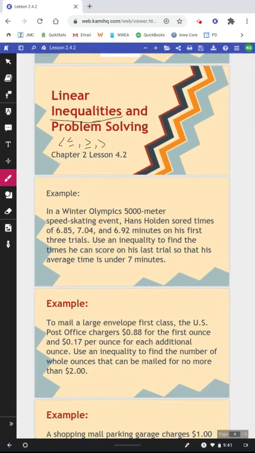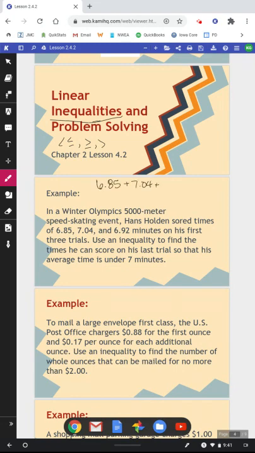So first, he is trying to find an average on a 4th trial, which we don't know. So the first thing we have to do is give that an x. So I have 6.85, 7.04, 6.92, and x to get all 4 of his trials. In order to find an average, we have to take the numbers that there are, add them up, and then divide that by the total number of trials, which is 4.